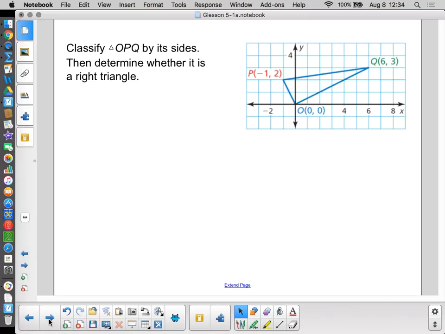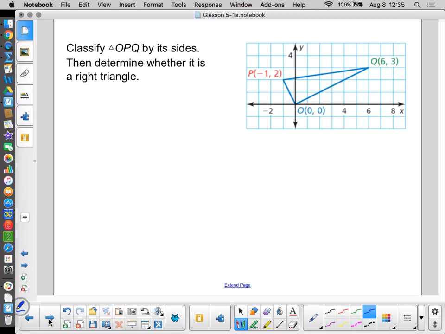But we do have to determine if it's scalene or if it's isosceles. So how are we going to do that? Because we're in the coordinate plane, we do measurements. And how do we measure lengths in the coordinate plane? Distance formula. So I'm going to have to find the lengths of all three sides.